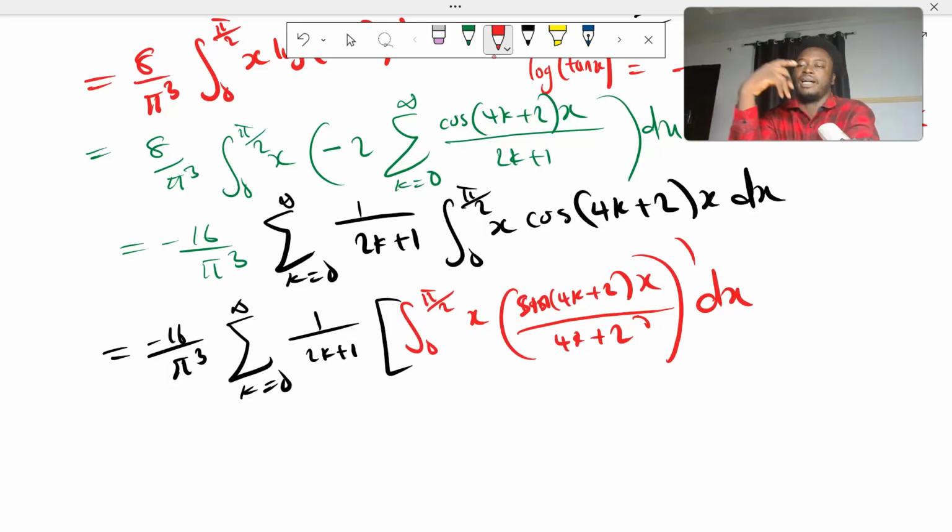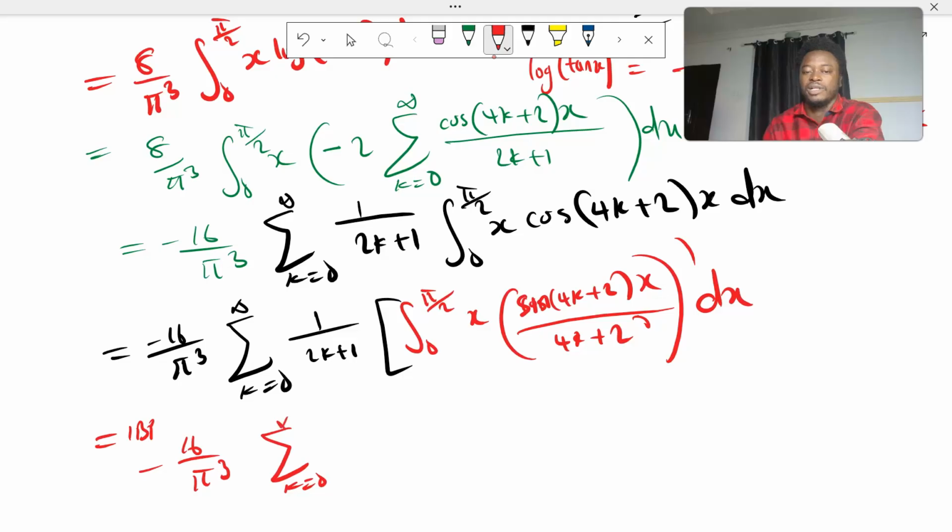If you take the derivative of sine of (4k plus 2)x divided by 4k plus 2, you would have cosine of (4k plus 2)x. So that is the trick for using integration by parts. Now we can apply integration by parts. This would be equal to negative 16 over pi to the third power times the sum as k runs from 0 to infinity of 1 over 2k plus 1.